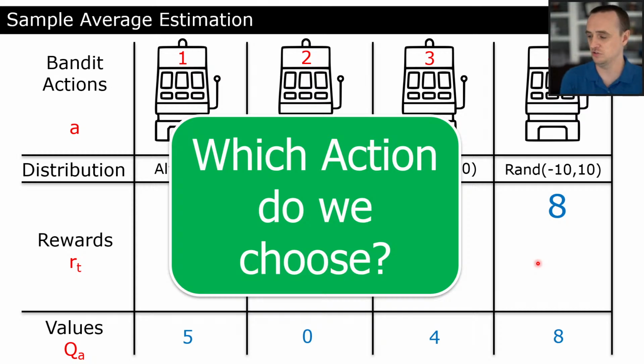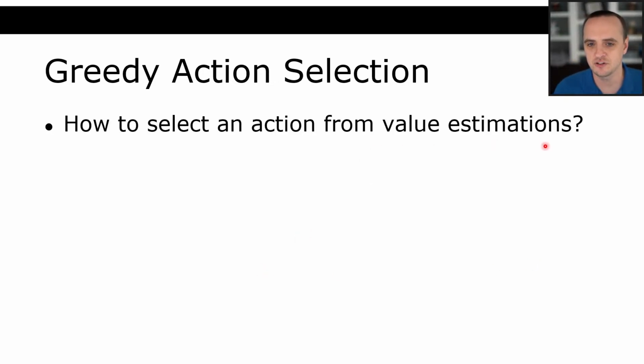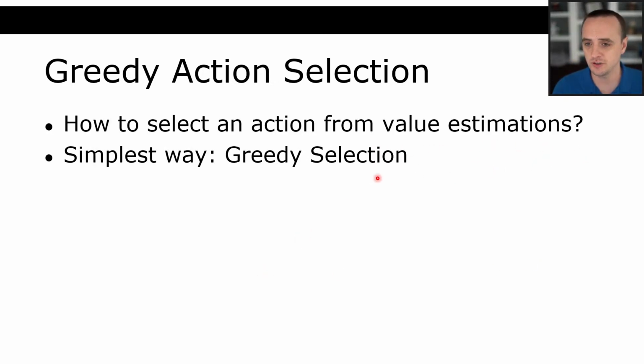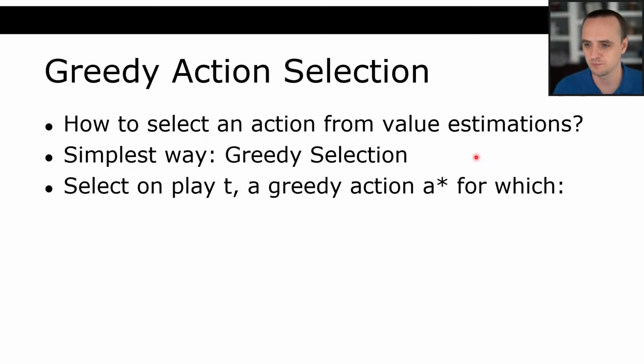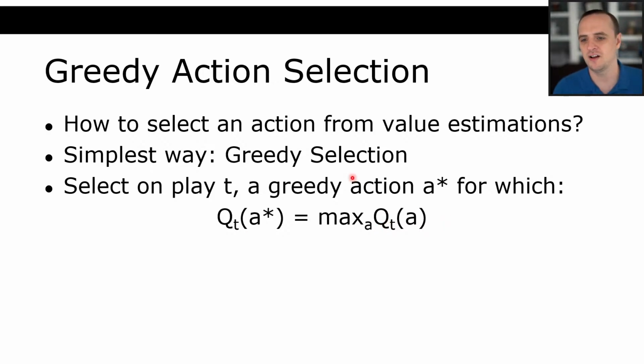And you might just say, well, choose the highest one. Well, that's called greedy action selection. So how do we select an action from our value estimates? The simplest way is called greedy selection. On play t, at time step t, choose a greedy action. We're going to call that A star. Oh, geez. A star, this is not the A star search algorithm. We're just calling it A star, for which Q_t of A star is equal to the max over A of Q_t of A. Well, what does this mean?